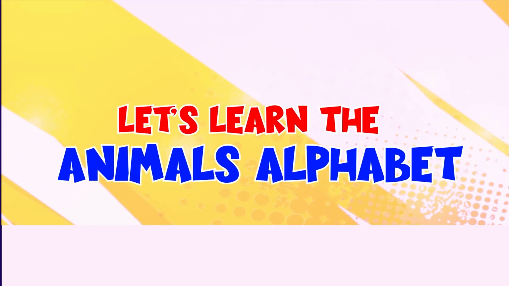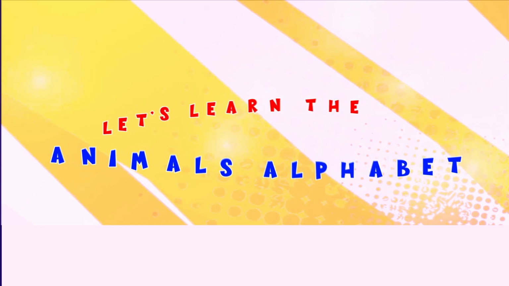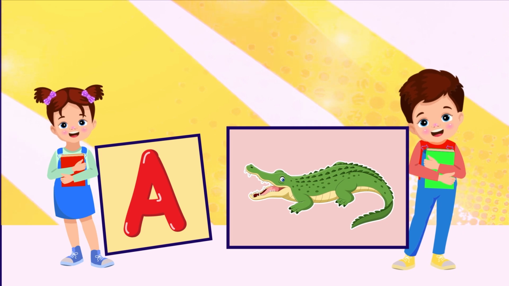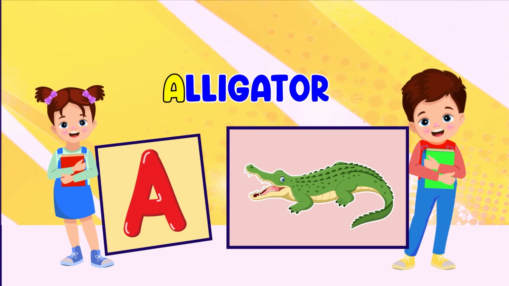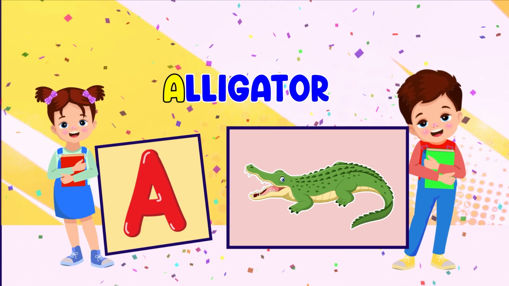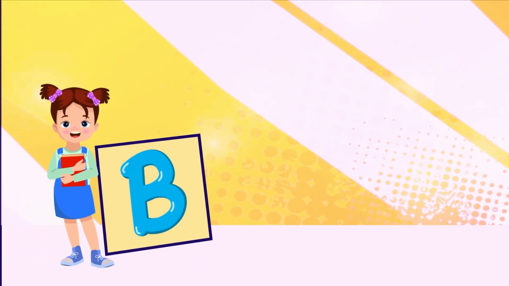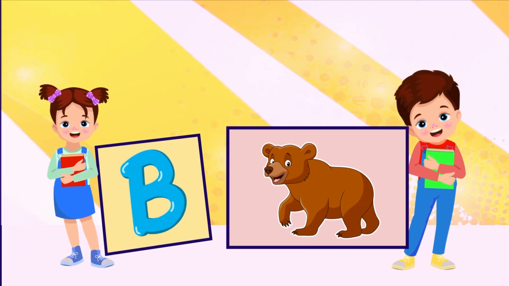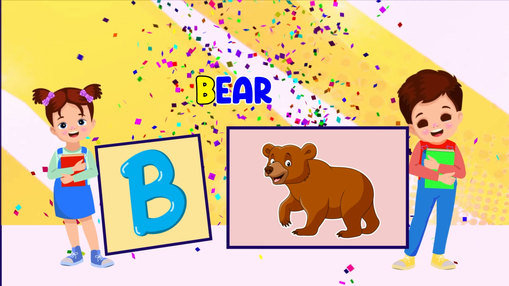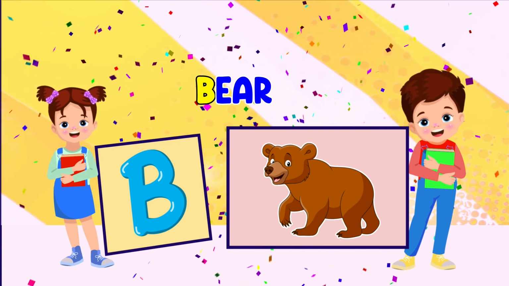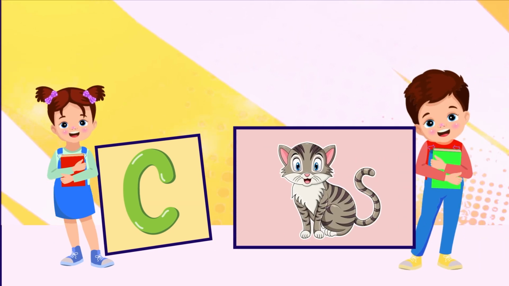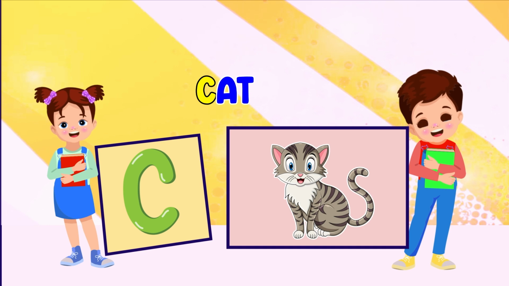Let's learn the animal alphabet. A is for alligator. B is for bear. C is for cat.